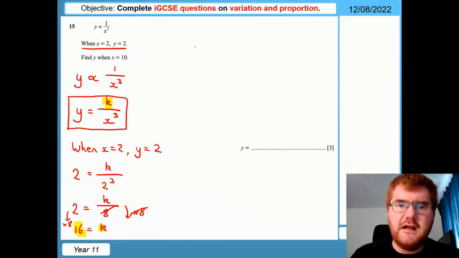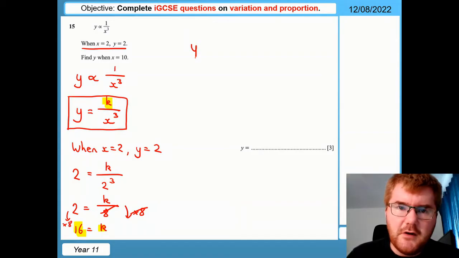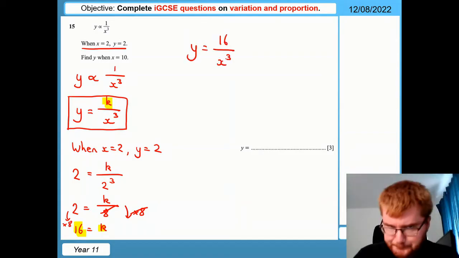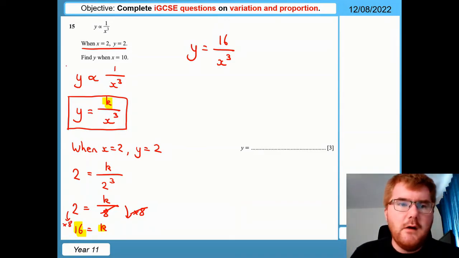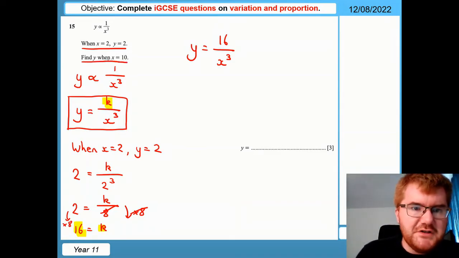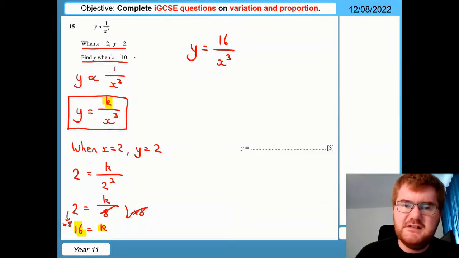And so this is kind of like two questions combined in one here. So you get y is equal to 16 over x cubed. And only at this point now we can then answer our question, which is find y when x is equal to 10.